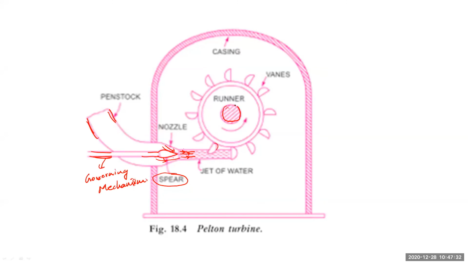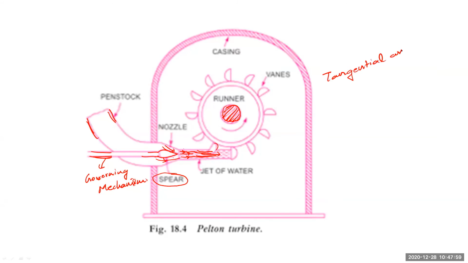Now this jet of water is striking these buckets or vanes of your runner, and this is the central location. You can see one shaft is there. This is the hatched portion, and this is the outer casing. So your Pelton turbine is basically a tangential type. As you can see here, the water is striking the vanes tangentially. So this is your tangential type of turbine.